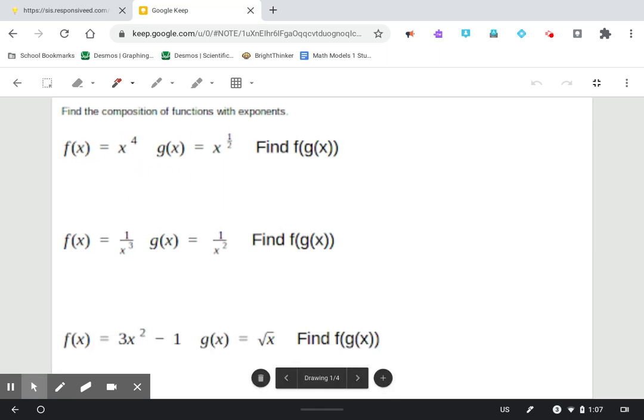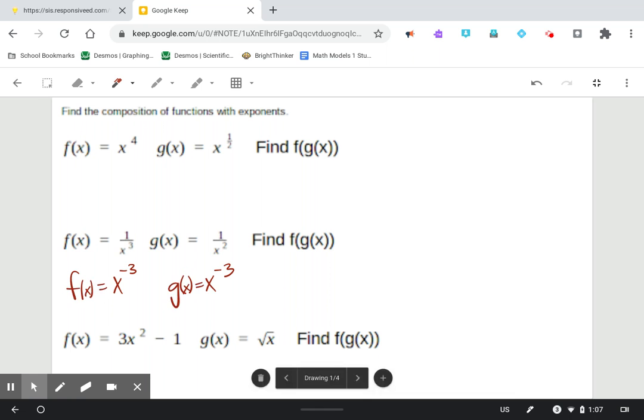But we need to convert everything into exponents if it isn't already. So like f of x, we want to write as x to the negative 3. This is going to become x to the negative 2. And that just makes it a little bit easier to work with when you're doing this. And then we'll deal with that last one separately.